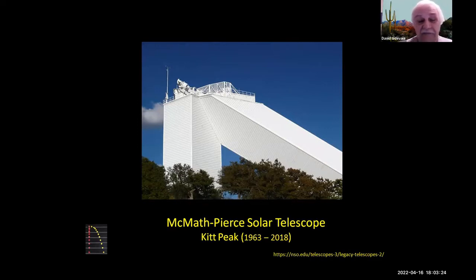There was an NSF proposal that was funded in 2018, and this will still be used for research, but you can put in a proposal and use this telescope. It's amazing. It produces a 1 meter wide diameter image of the sun on a special table. You can do all sorts of wonderful things with this.